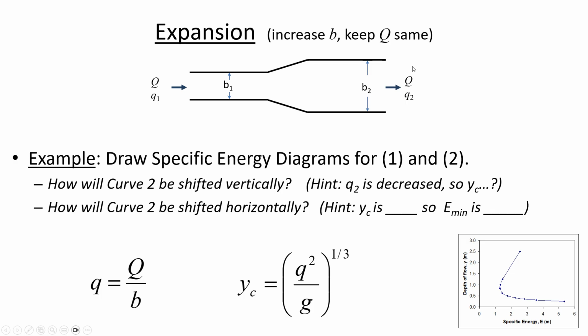You now have the same flow rate, Q, but going through a bigger B. So if B, the width of the channel, is larger, then that means the flow per unit width is less. So if the flow per unit width is less, then that means that the critical depth is less. So how will it be shifted vertically? Well, if the flow per unit width is decreased, then the critical depth is decreased, and the specific energy is also decreased. So it's shifted to the left. So vertically lower, horizontally to the left when the channel expands. So that means that the minimum specific energy is lower than it was before when the channel gets wider.